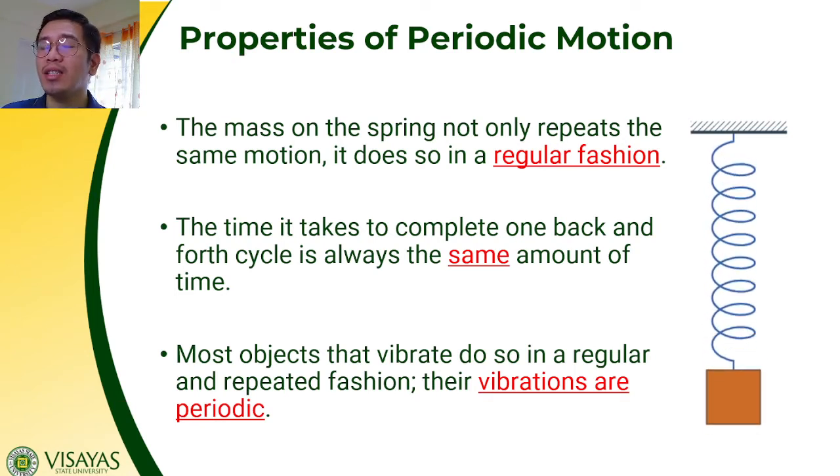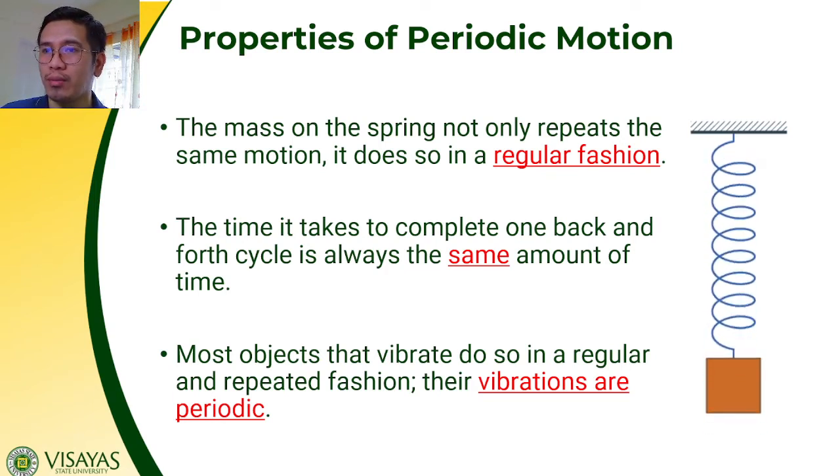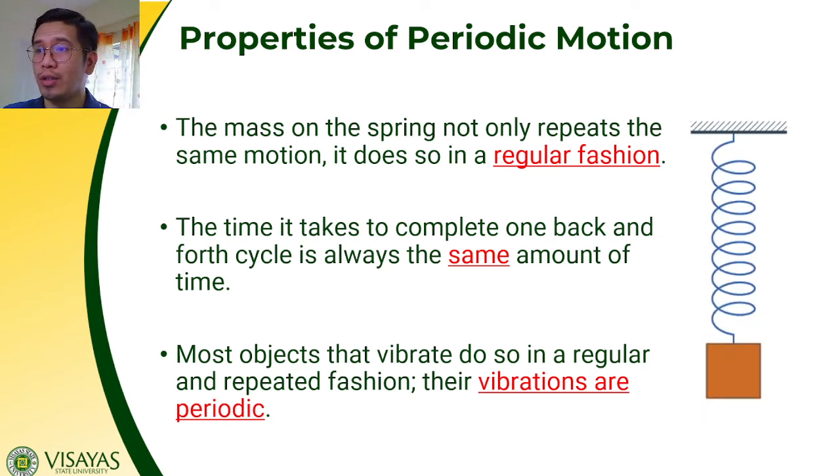So in physics, a motion that is regular and repeating is referred to as a periodic motion. Most of the objects that vibrate do so in a regular and repeated fashion, and their vibrations are called periodic.